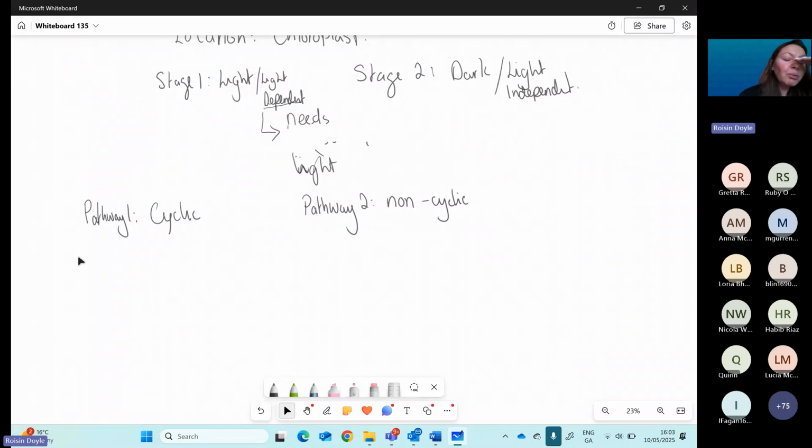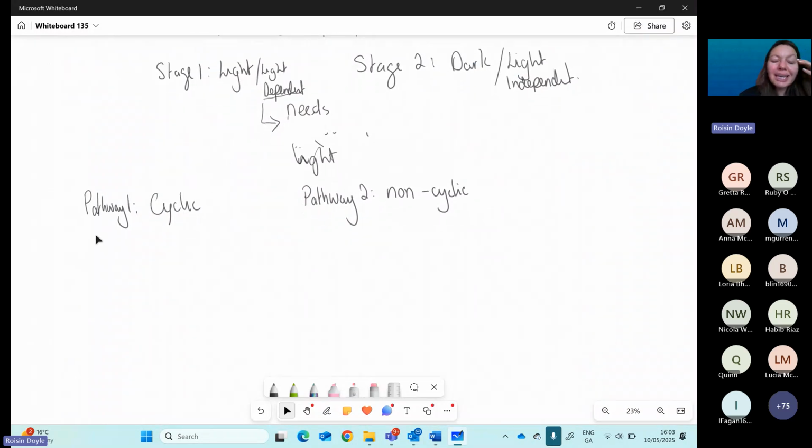But this is just me rewriting what we say about pathway 1, cyclic. What's the feature about cyclic? In pathway 1, cyclic, the electrons return to the chlorophyll.